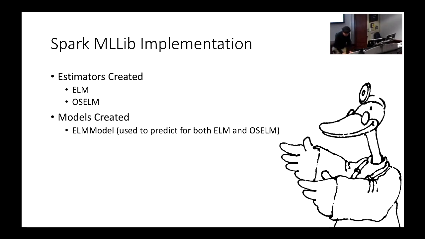So we've got an L model. Our L model simply extends the Spark MLlib estimator, which in general just needs a fit method. Our fit method takes in a data set, which then returns an L model.